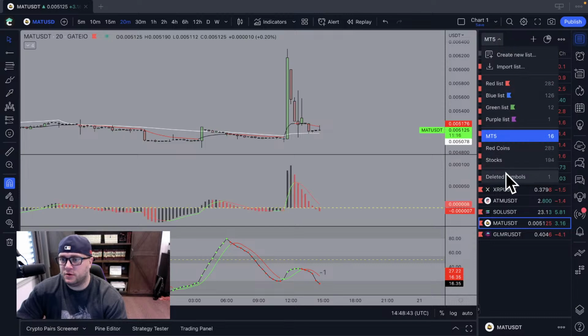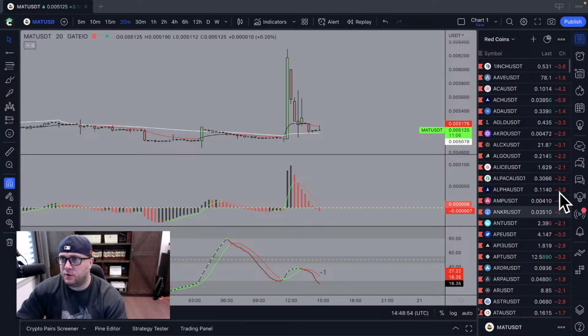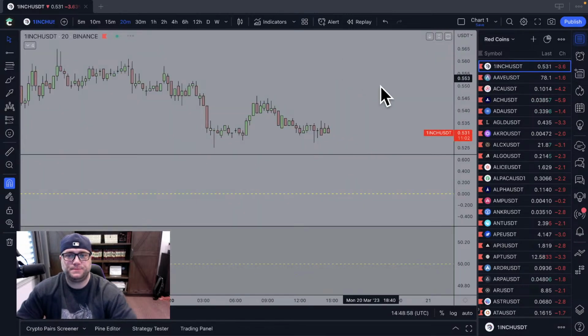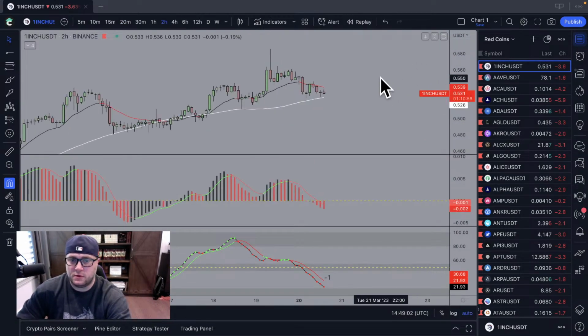Switch charts. Let's go look at the coins that are on Binance. Let's go through them. Really want to look at those on the 2-hour chart.